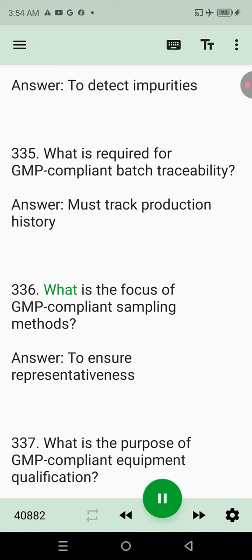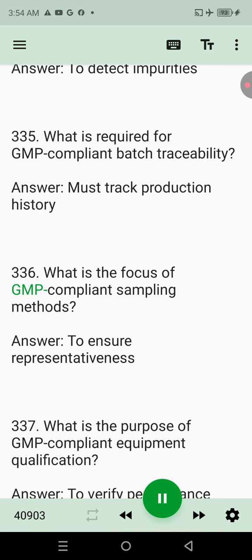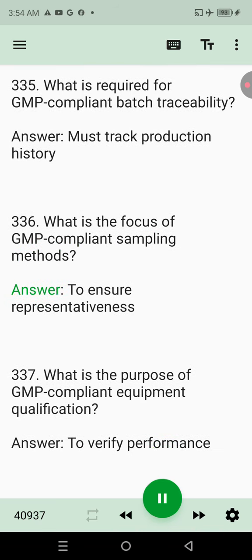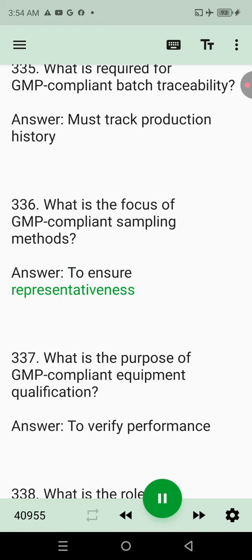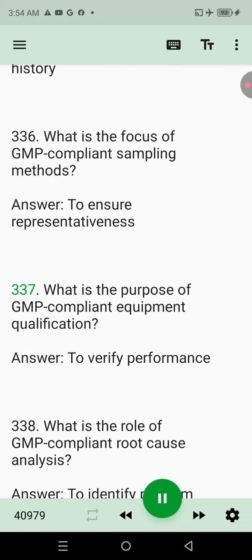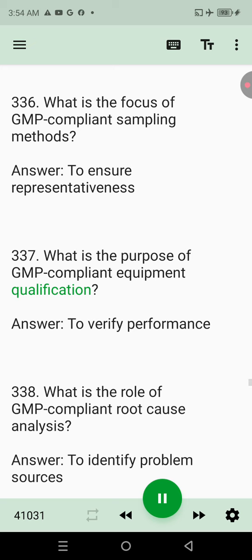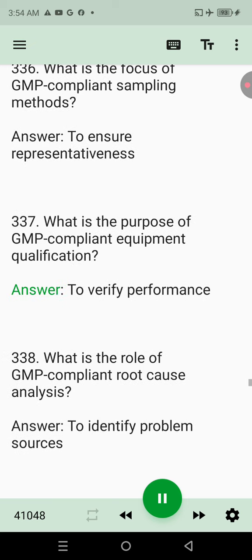336. What is the focus of GMP-compliant sampling methods? Answer: to ensure representativeness. 337. What is the purpose of GMP-compliant equipment qualification? Answer: to verify performance.